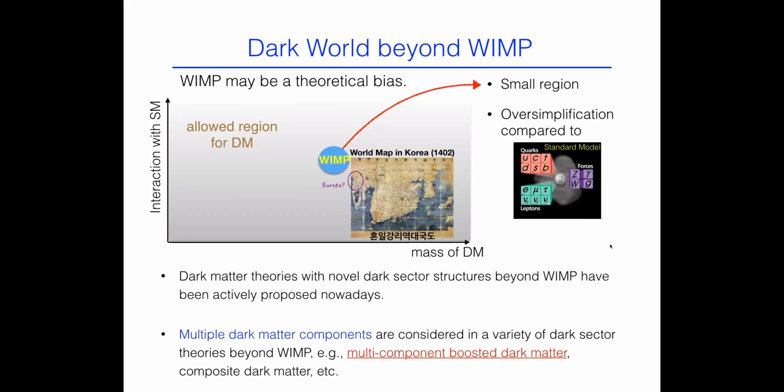So therefore, dark matter theories with novel dark sector structures beyond WIMP have been actively proposed nowadays. And out of them, multiple dark matter components are considered in a variety of dark sector theories beyond WIMP. For example, multi-component boosted dark matter, which I'm going to talk about later, and composite dark matter, which was discussed by Hitoshi on Tuesday, or some other models as well.